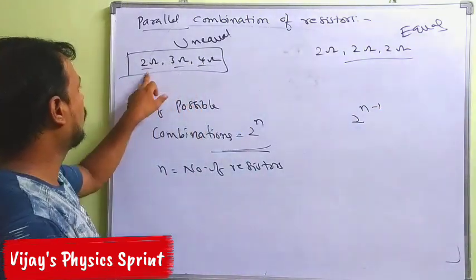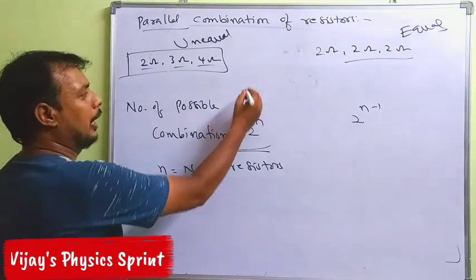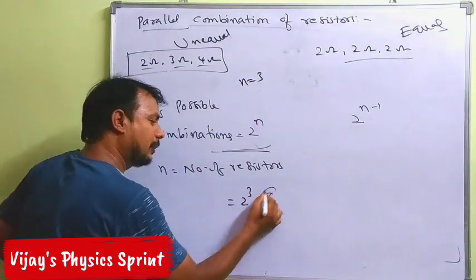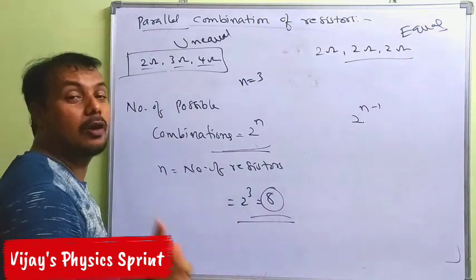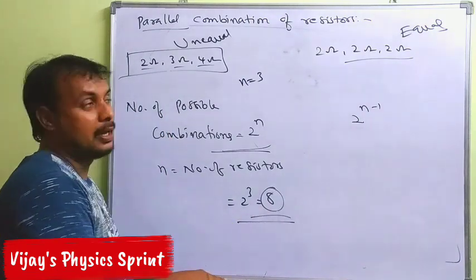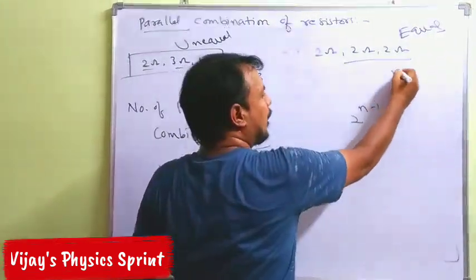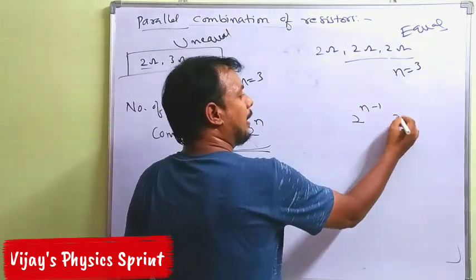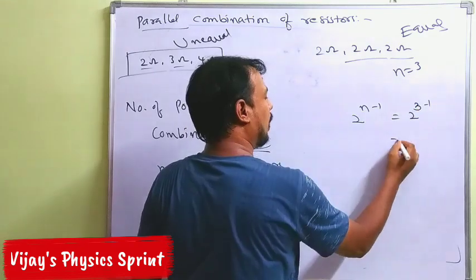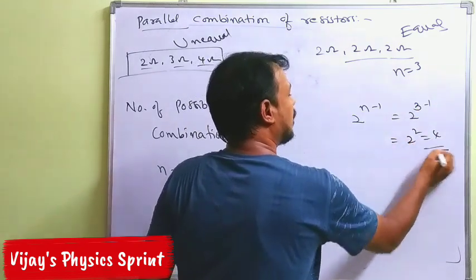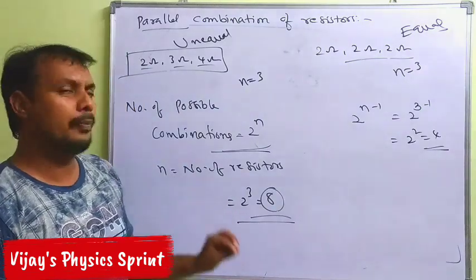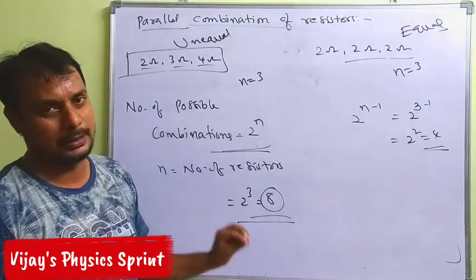Right? For example, if 2, 3, 4 unequal are given, n value is 3. Then 2 cube is nothing but 8. So the possible combinations are 8. If equal are given, here also n is equal to 3: 1, 2, 3, three resistors. 2 power n minus 1: 3 minus 1, 2 square, which is equal to 4 possible combinations. Okay? So there are 4 possible combinations in equal resistors.